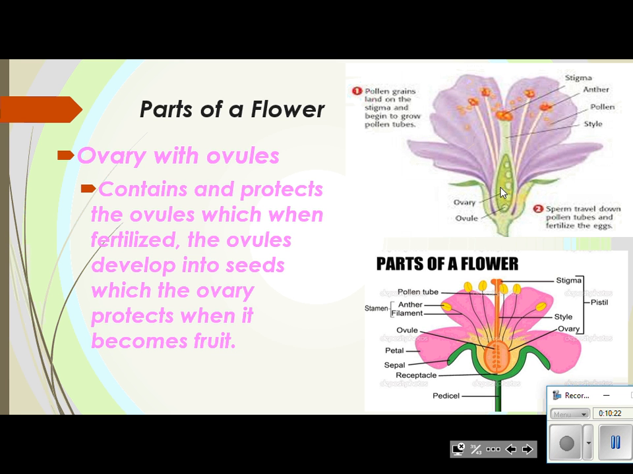When fertilized, the ovules become seeds. I'm sure you've eaten an apple, haven't you? You've eaten an apple before, and in the core of the apple, there are seeds, right? At one time, those were ovules.